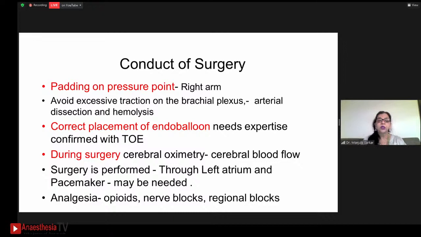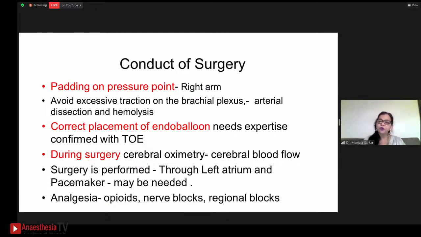Right arm: avoid excessive traction on the brachial plexus. Arterial dissection and hemolysis can occur. Correct placement of the endoballoon needs expertise; confirm with transesophageal echocardiography. During surgery, cerebral oximetry and cerebral blood flow monitoring are needed.